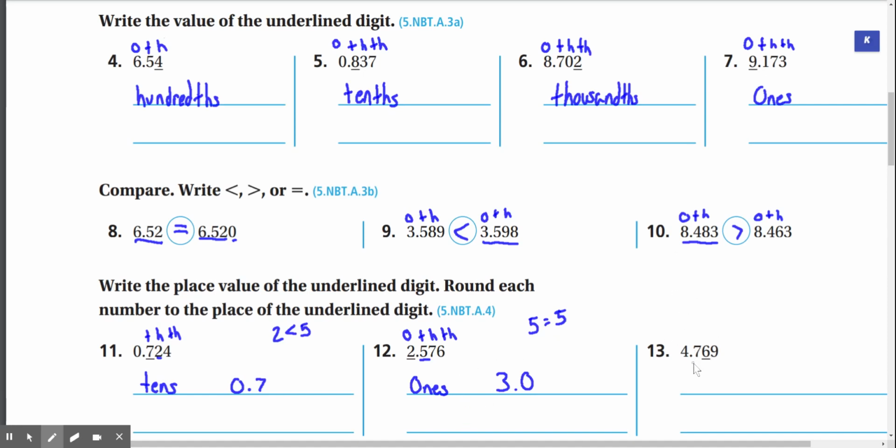Number 13, 4.769. We got 4 in the ones place, 7 in the tenths place, 6 in the hundredths, 9 in the thousandths. Now we have 6 is the underlined digit, and it's in the hundredths place, so our answer would be hundredths. Now if we want to round this up or down, we gotta look at the thousandths place. And the thousandths place is 9, and 9 is greater than 5. So we're gonna round up. We're gonna round to 4.77. And that's our answer.